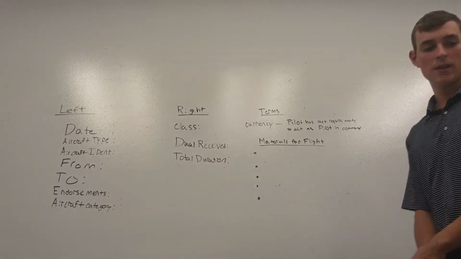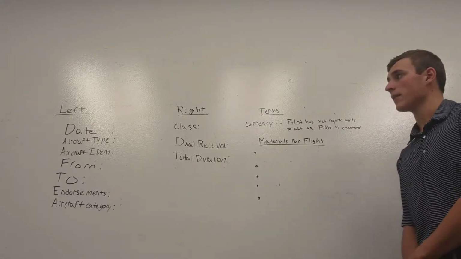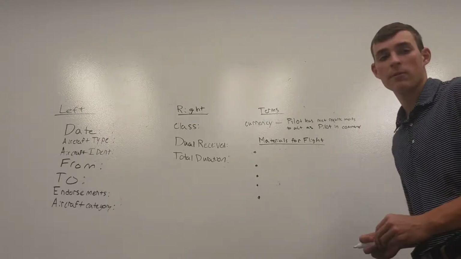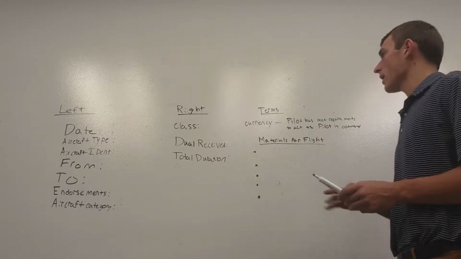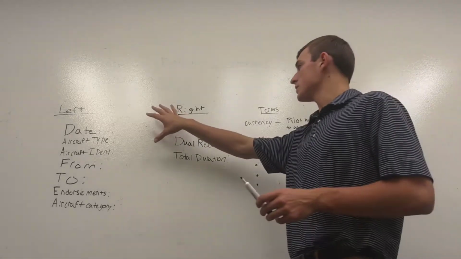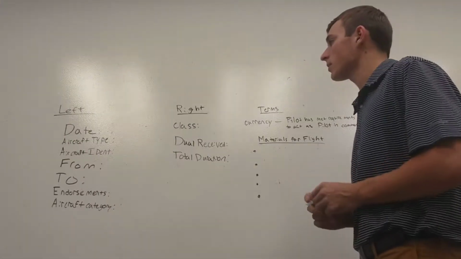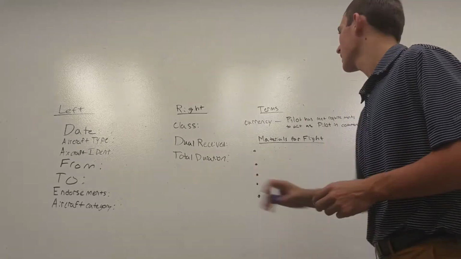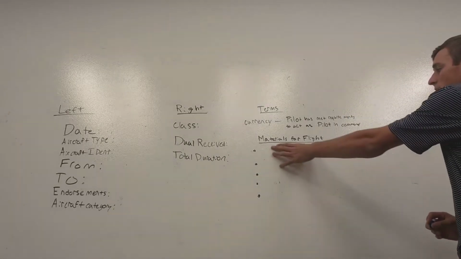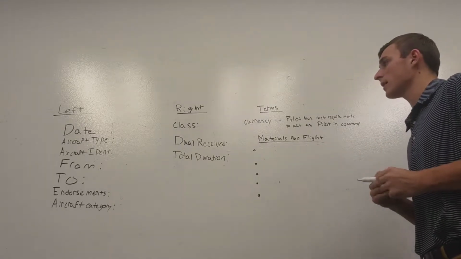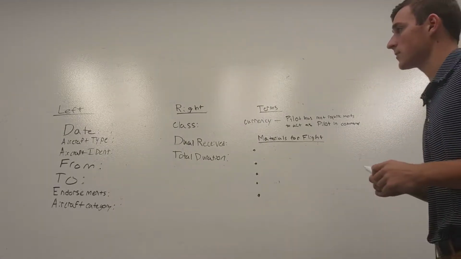Hello everyone, and today we're going to do an online lesson on record keeping, currency, and certification for the private pilot's course. What you see on the board, these two sections right here, are the different things you'll need in your ASA logbooks, the things you'll fill out, and we'll go over that in a minute. This will also cover the materials for flight that each student will need when you're flying in the private pilot's course in a few terms.